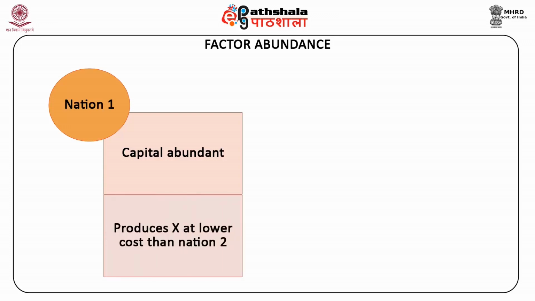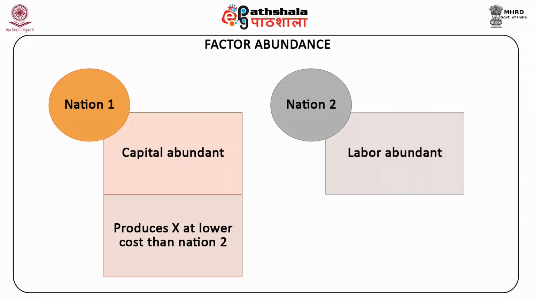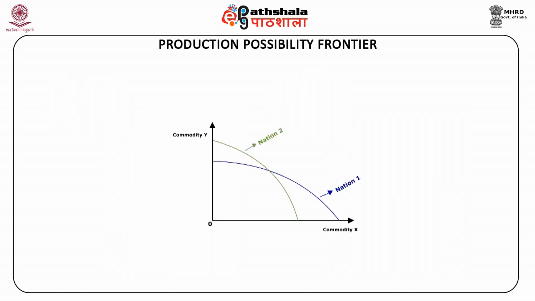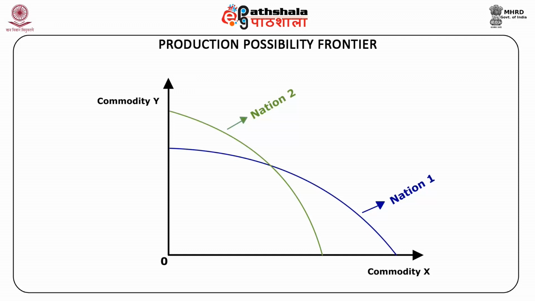Nation 1 can produce relatively more of commodity X and at a lower cost than nation 2. Nation 2 is the labor abundant nation, and commodity Y is the labor intensive commodity. Nation 2 can produce relatively more of commodity Y and at a lower cost than nation 1. In the diagram, we have the production possibility frontier of two nations. Commodity X is shown on the X-axis and commodity Y is shown on the Y-axis. Nation 2 PPF is skewed towards output of commodity Y, and nation 1 PPF is skewed towards commodity X.